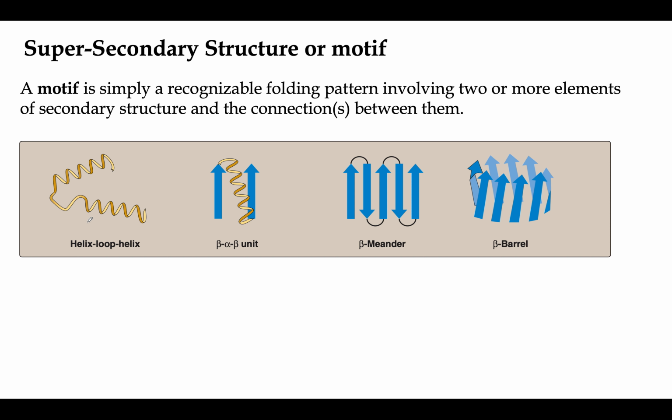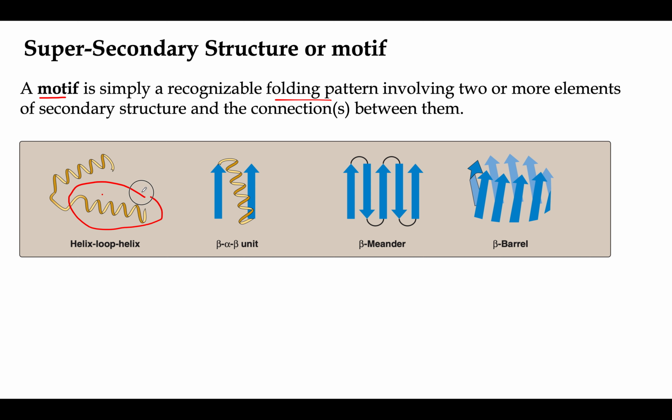We come to the last part of the lecture, which is supersecondary structure, or which is referred to as a motif. Now, what is a motif? Let us try to define a motif. A motif is simply a recognizable folding pattern involving two or more elements of secondary structure and the connections between them. I repeat, a motif is simply a recognizable folding pattern involving two or more elements of secondary structure and the connections between them. So let us look at the different types of motif that you commonly see in proteins.